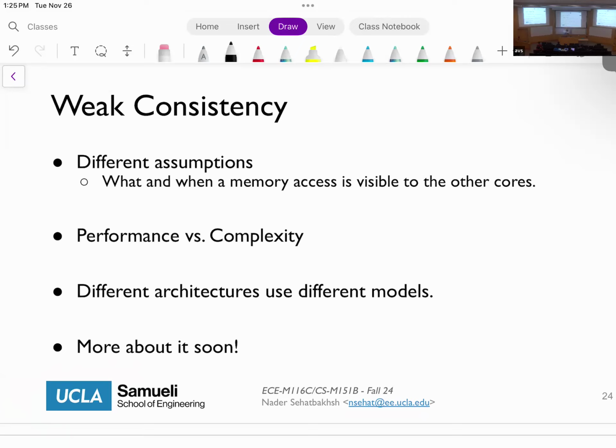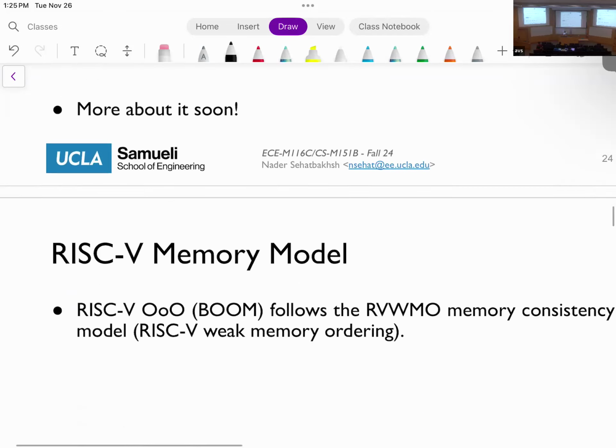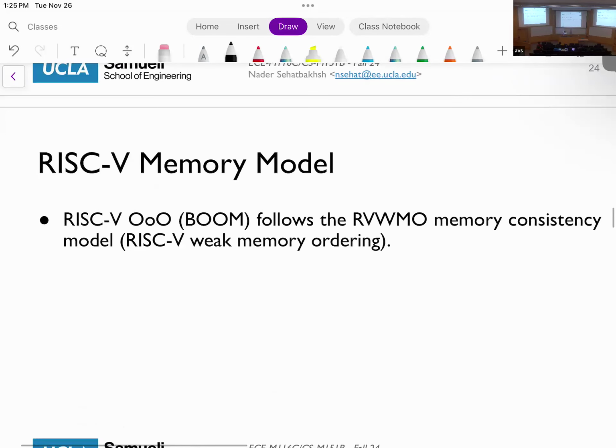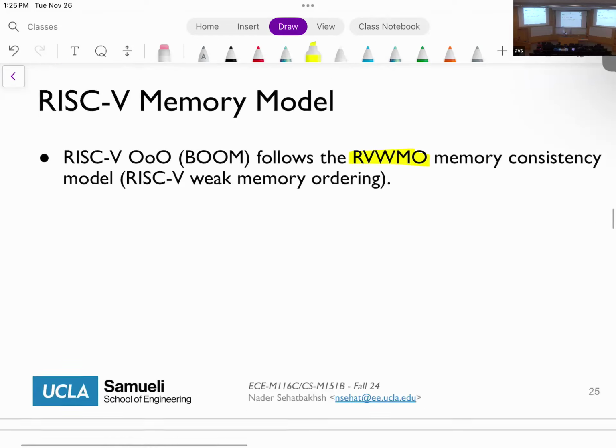And keep in mind that different architectures are using different memory models. For example, as I said, x86 typically uses TSO, but ARM and RISC-V are using different models. Actually, RISC-V is using what we call RVWMO, which stands for RISC-V weak memory ordering. Okay? So this is typically what we follow in almost all the RISC-V processors, that they follow WMO or weak memory ordering. What does that mean?